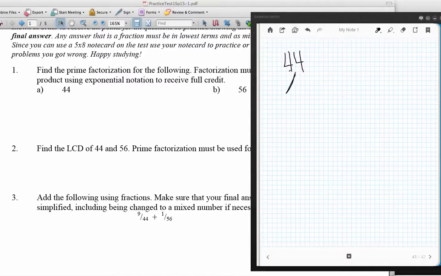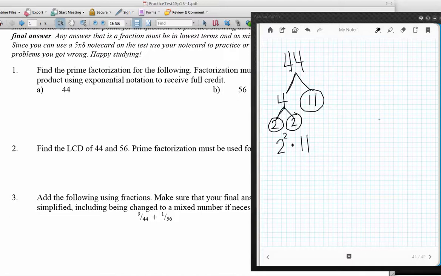So 44, what I'm going to do is ask myself what are two numbers that are factors of 44. I can easily come up with 4 and 11. Now 4 is not prime, but 11 is, so I'm going to circle that, and then I'm going to break down 4. And 4 is a product of 2 and 2, and I'm going to circle both of those because they're prime. So the prime factorization with exponential notation, I have 2 as a factor, and I have 11 as a factor. And there are 2 factors of 2, so an exponent of 2 goes onto the 2.